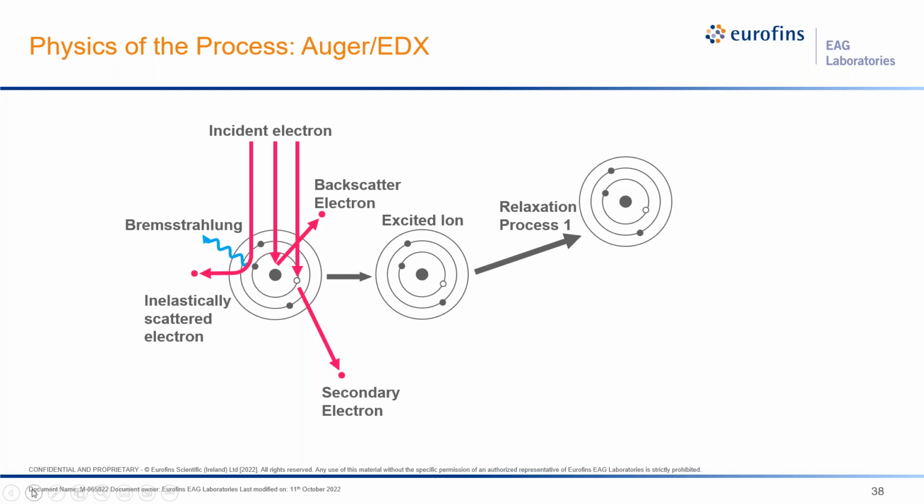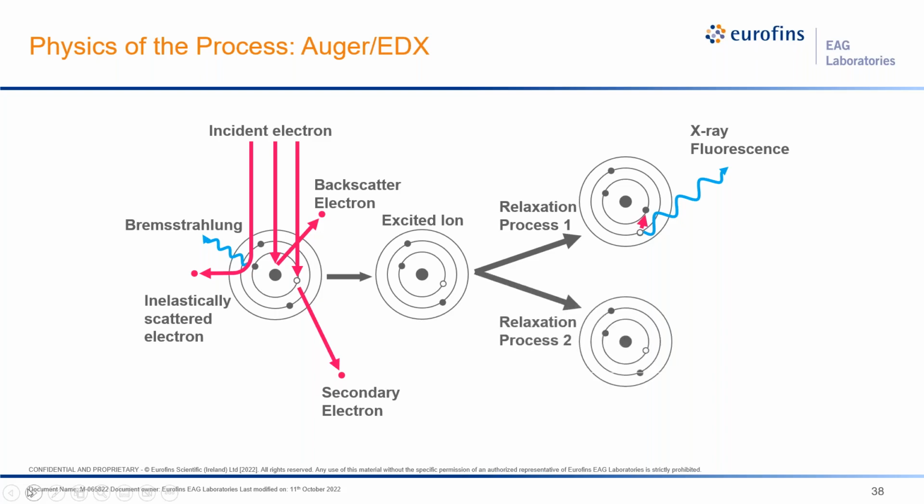Then another electron can fall into this hole from a higher energy orbital, and there are 2 options for how this extra energy can be dissipated. One relaxation process, as shown here, is X-ray fluorescence, when this energy is given to an X-ray photon, or it could be given to another electron, which is called an Auger electron. And these Auger electrons are the subject of this portion of our presentation.